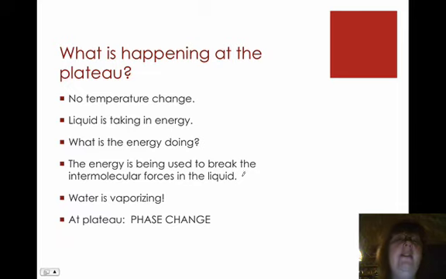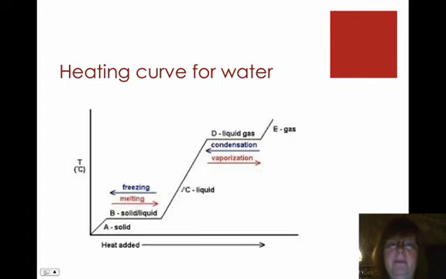Just like that first plateau, there's no temperature change. That's that flat line. The liquid is taking in energy, but what's the energy doing? Remember, energy is the capacity to do work. What's it doing if it's not making the temperature rise? Well, the energy is being used to break the intermolecular forces within the liquid, so the water is vaporizing. Again, at this plateau, we have a phase change. We have vaporization going on.